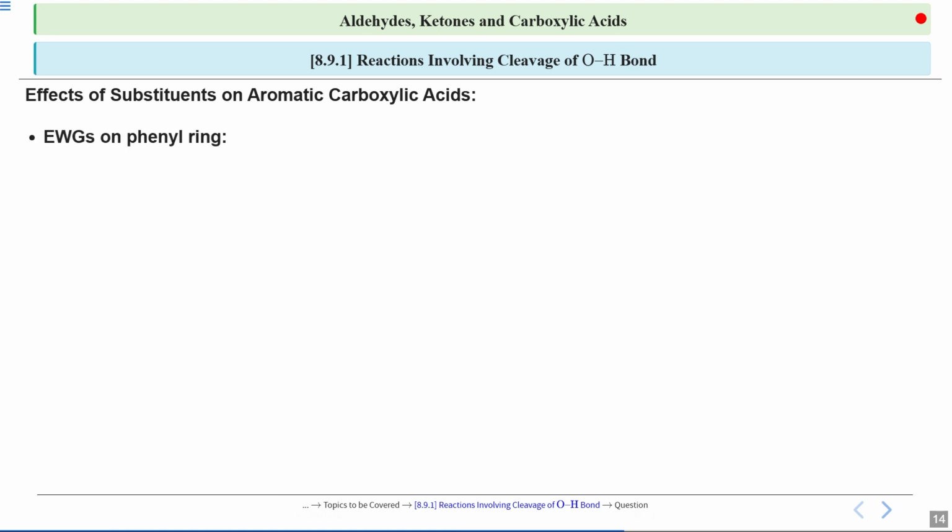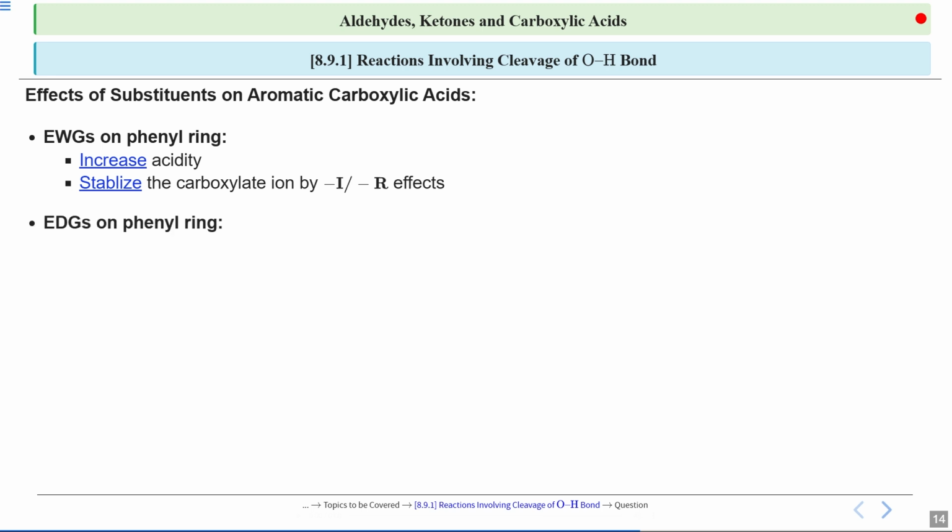Now we will see the effects of substituents on aromatic carboxylic acids. First, we will focus on electron withdrawing groups on the phenyl ring. Electron withdrawing groups increase the acidity of the aromatic carboxylic acid, so it makes it easier for the acid to donate a proton. Electron withdrawing groups stabilize the carboxylate ion through inductive and resonance effects, that is through -I or -R effect.